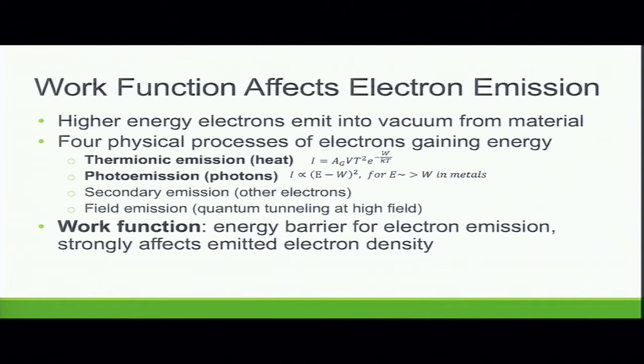There are 4 different types of electron emission, which is an effect that happens when you have high energy electrons in materials such that they emit into vacuum. So we have thermionic emission, which is through heat, photoemission, which is through light or photons, and then we have secondary and field emission, which aren't as important for the scope of my project.